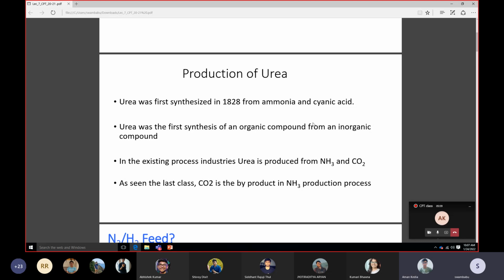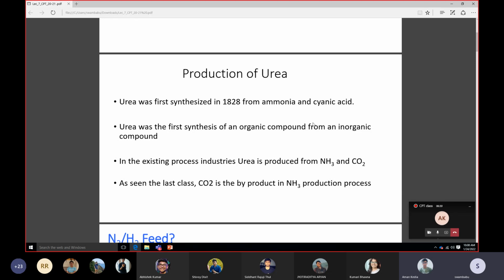In current modern industries, urea is produced from ammonia and CO2 because there is a big issue in the production of cyanic acid. It is an environmentally very hazardous process to produce cyanic acid. That's why most industries in the modern world use ammonia and CO2 to produce urea.